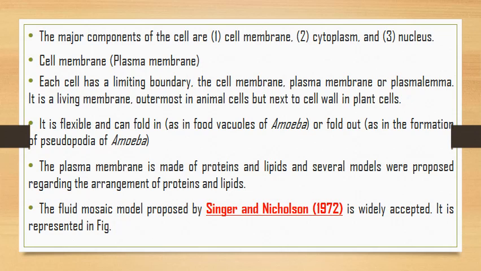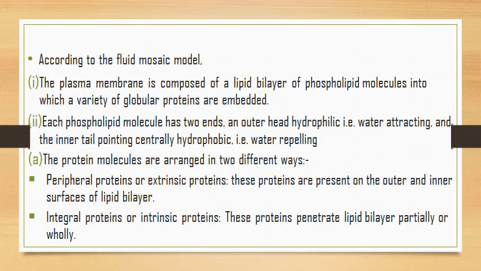सबसे टॉप का मॉडल है सिंगर एंड निकोलसन, नाम याद आ गया होगा सबको. The fluid mosaic model proposed by Singer and Nicholson in 1972 is widely accepted. It is represented in next figure. So according to the fluid mosaic model, the plasma membrane is composed of a lipid bilayer of phospholipid molecules into which a variety of globular proteins are embedded.